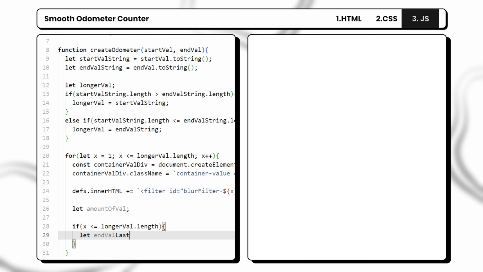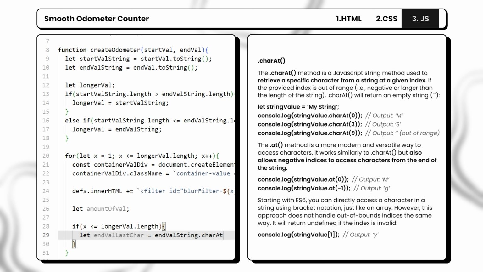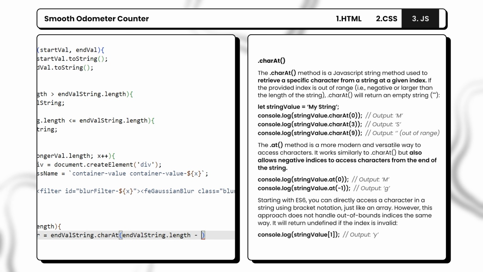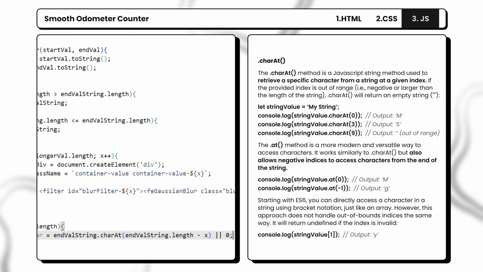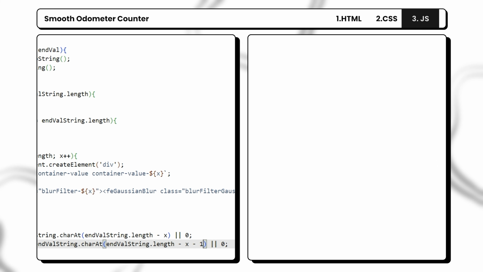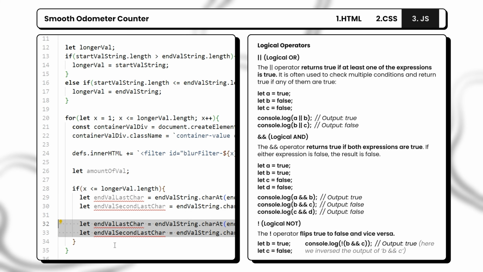Now, to calculate the amount of values, we will compare each two digits between the two numbers. So for example, we will create endValLastCharacter, which is equal to endValString, and we will select the character at the end by doing endValString.length minus x, and if there is no character at that value, we use 0 instead. Then we want to create the second to last character, so we will just copy everything and do endValString.length minus x minus 1. And then we will do the same for the start value.